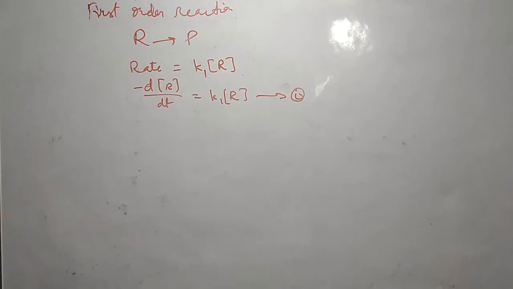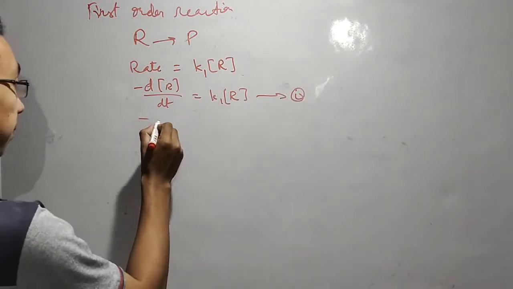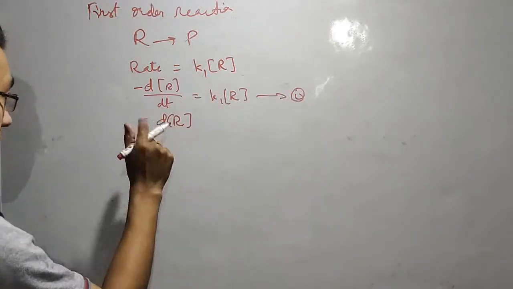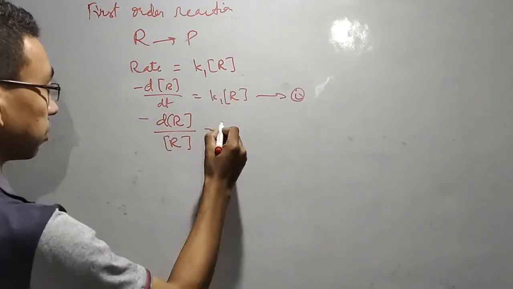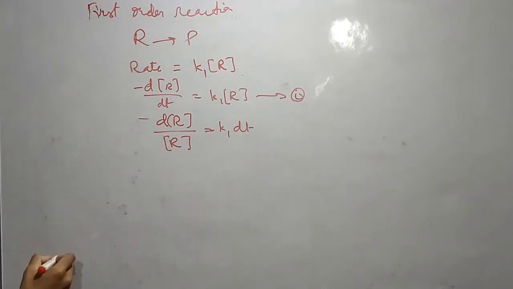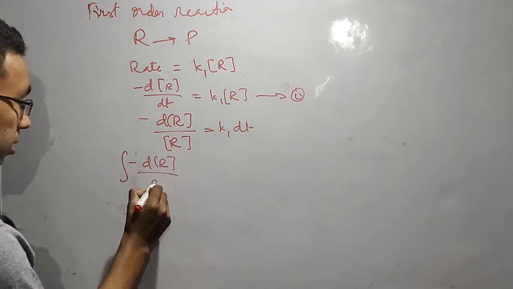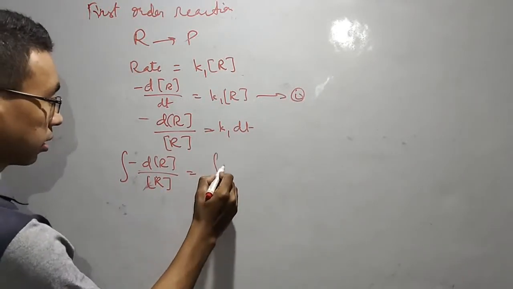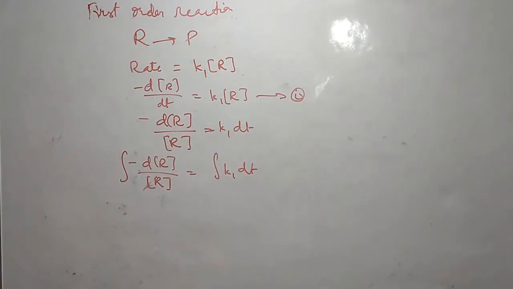For that we have to integrate, but before integrating, let us cross multiply. So the concentration term, you bring it to this side, and this dt you take to that side, so it will be K1 dt. Now you integrate. Integrating on both sides, you have to mention here, the integral of d[R] by R is equal to the integral of K1 dt.